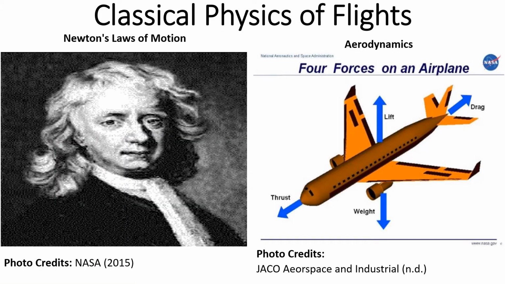Classical physics of how airplanes travel. We can go over Newton's laws of motion and aerodynamics. Newton's laws of motion include the first law, which is inertia, or how objects will continue or stop movement. The second law would be the object's weight, or the focus on how an object's weight will impact its speed. And the third law would be opposite forces, or that all forces will have an opposite force of the same strength.